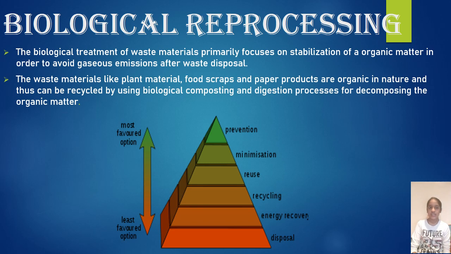Biological reprocessing. The biological treatment of waste materials primarily focuses on stabilization, which means the process of making something physically more secure or stable, of organic matter in order to avoid gaseous emissions after waste disposal. Waste materials like plant material, food scrap, paper product are organic in nature and thus can be recycled by using biological composting.